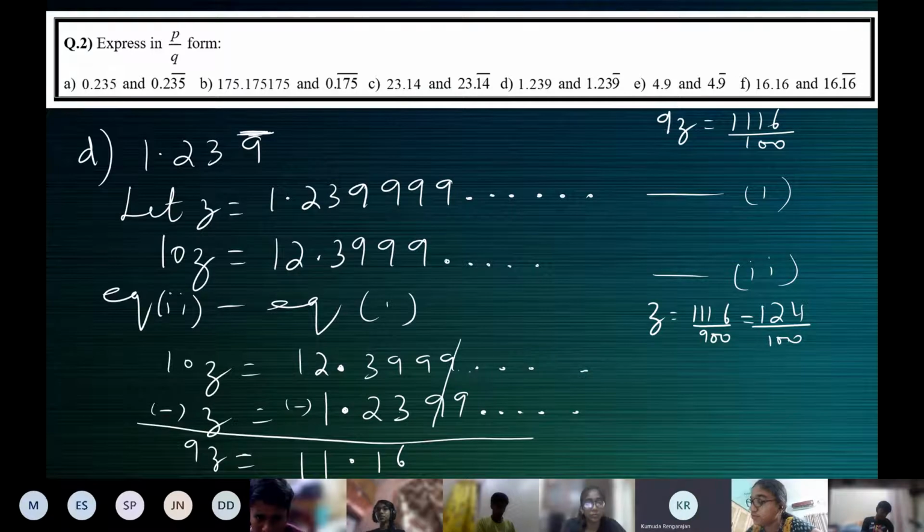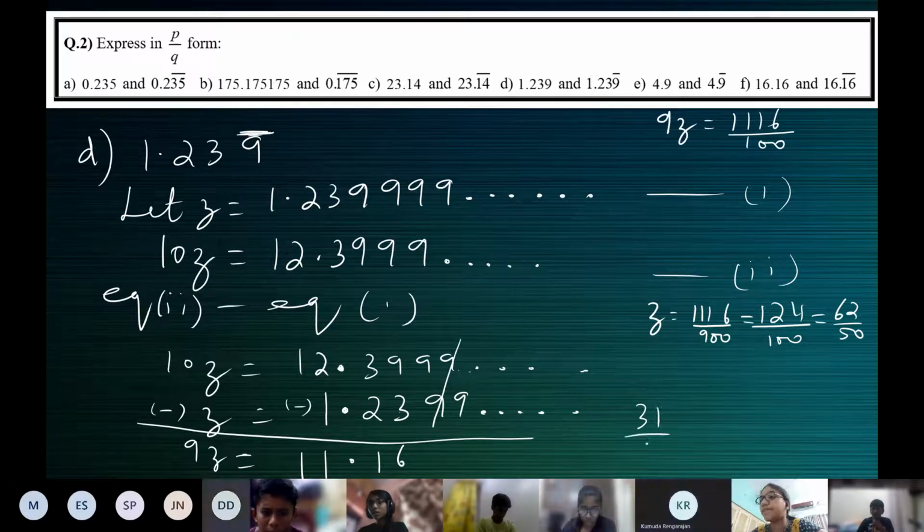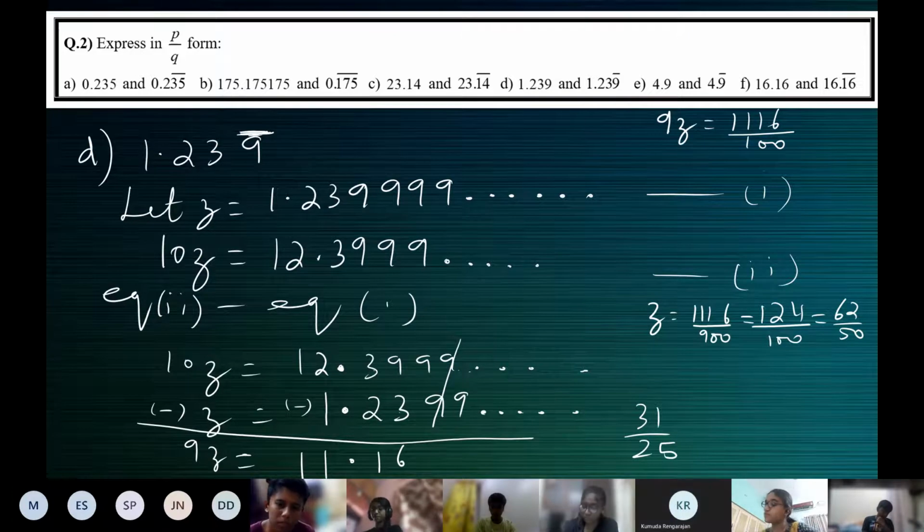900 divided by... children, so what is it equal to? 1.24. Further. Divisible by 2? Yes, ma'am. What do you get? 62 by 50. Further? 31 by 25. All of you got this? Yes, ma'am.